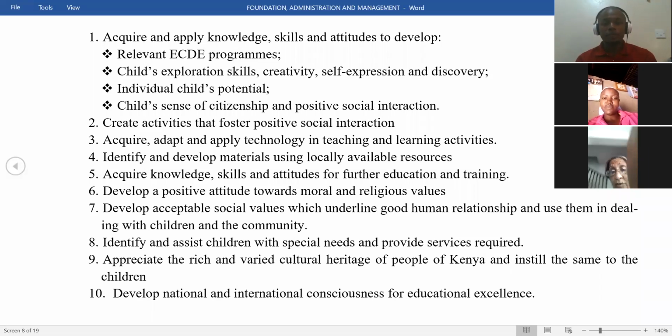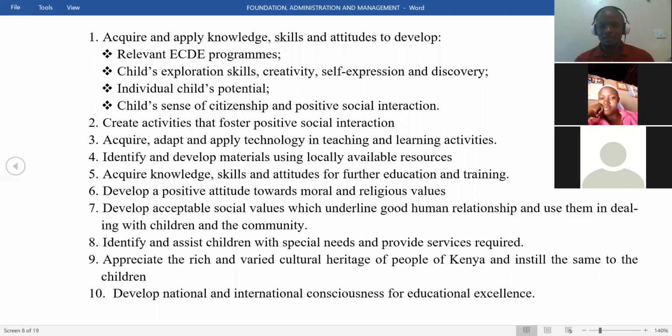Number 1. E.C.D.E course objective number 1 is to acquire and apply knowledge, skills, and attitudes to develop. The first one is relevant E.C.D.E programs. The second one is child exploration skills, creativity, self-expression, and discovery. The third part is individual child potential. And lastly, child's sense of citizenship and positive social interaction.